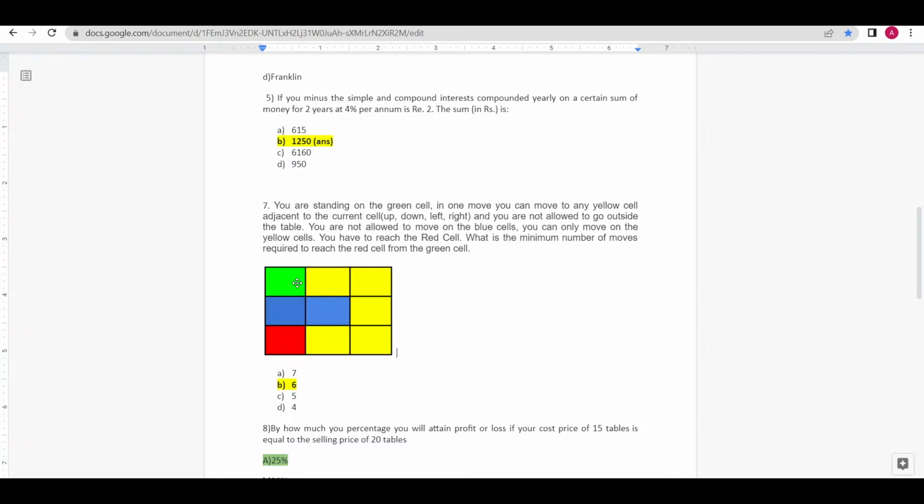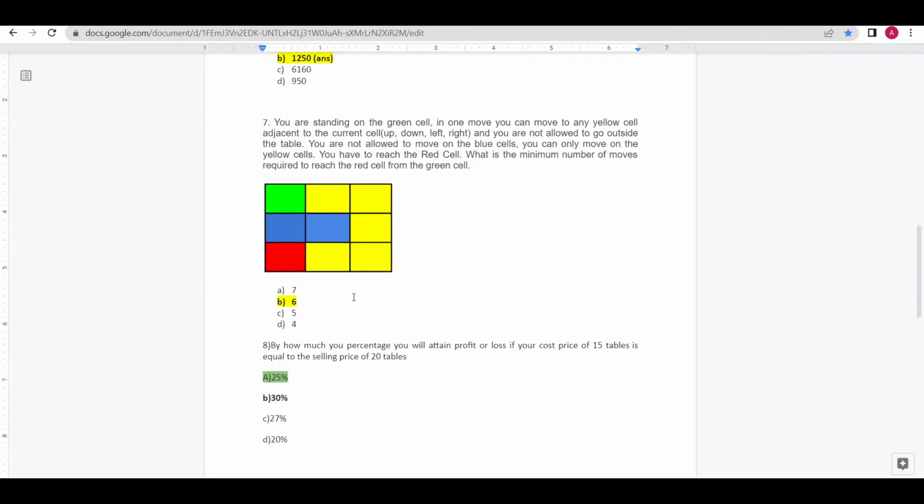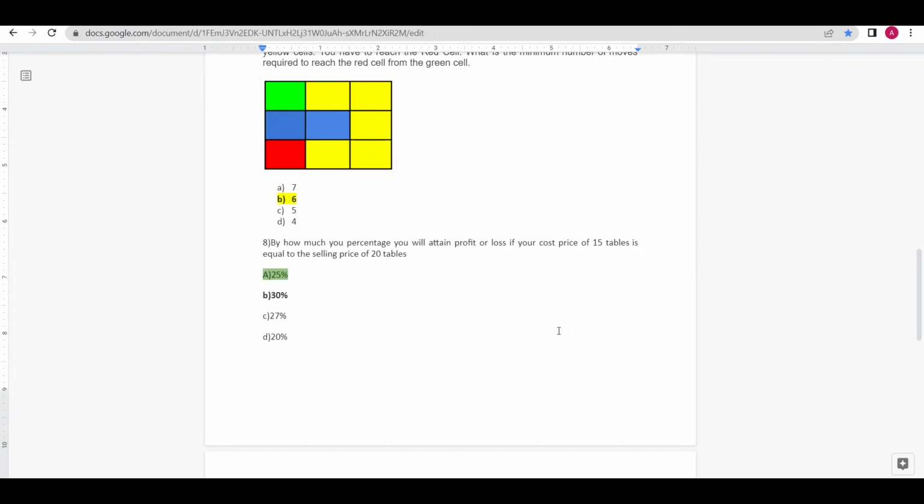If we can see, the minimum path that we can trace here is moving from this green to this yellow, that is 1. From this yellow cell to this yellow cell, this is the value 2, then 3, then 4, then 5, then 6. So we can easily find that the minimum value that we can achieve here is 6, and that is our answer. Okay, now moving to the next question.